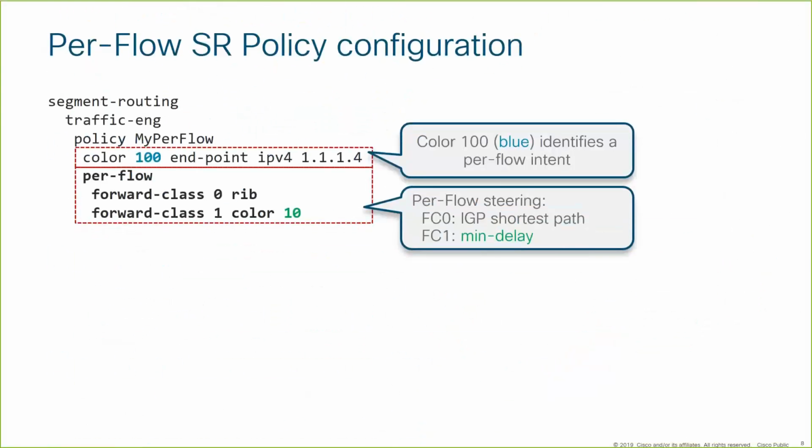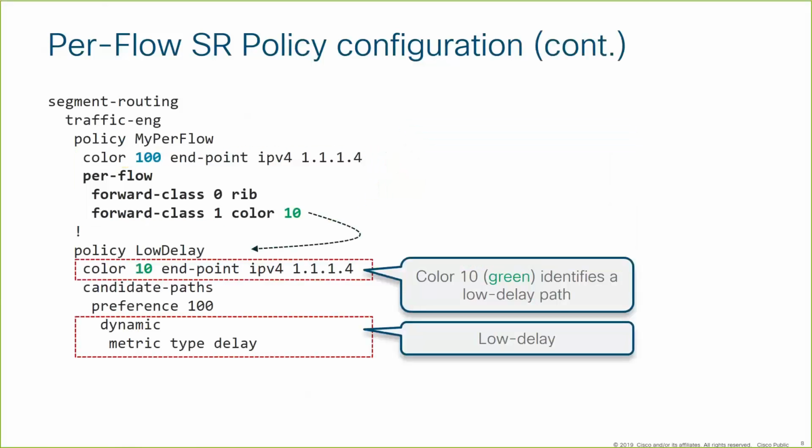Let's have a look at the CLI. The slide shows a manually configured PFP called MyPerflow. This PFP is associated with color 100 and endpoint 1.1.1.4, where the color 100 identifies the per-flow intent. Notice that instead of segment lists, a PFP defines how forward classes are mapped to the desired forwarding behaviors, for example, IGP shortest path or low delay path.